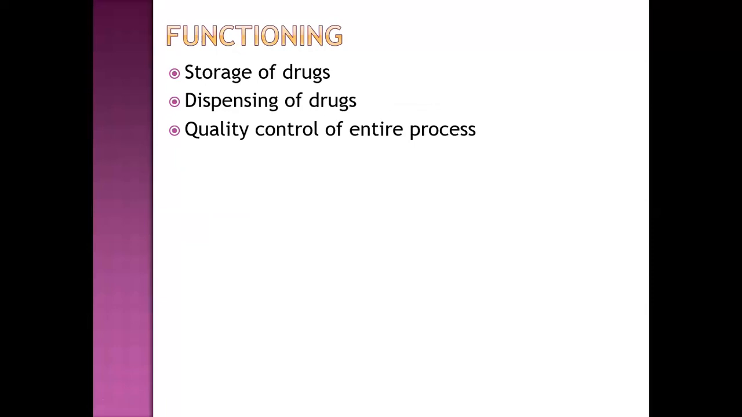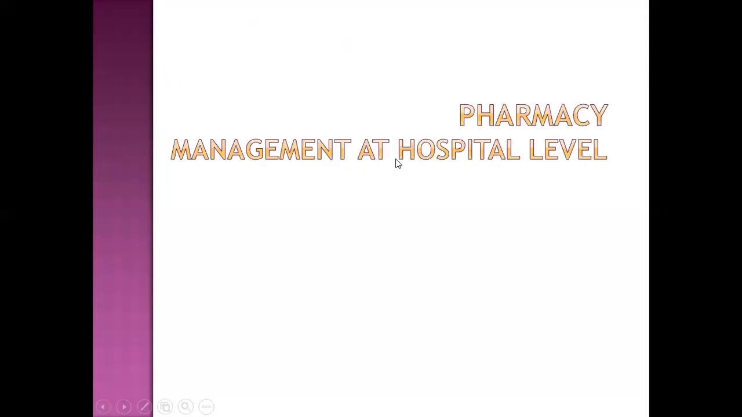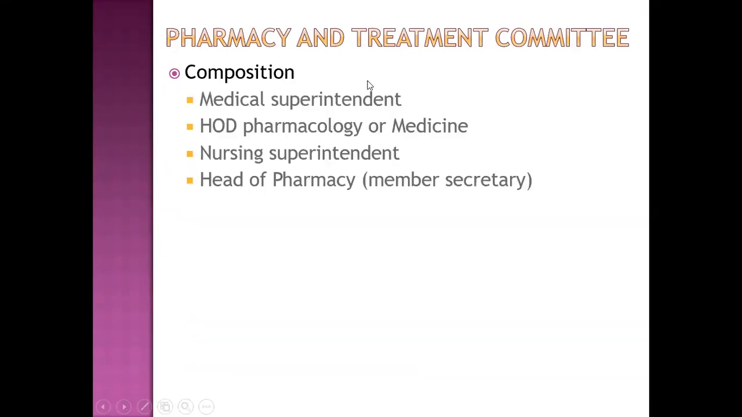Functions of hospital pharmacy include storage of drug, dispensing of drugs, quality control of entire process. Then how to avoid pilferage of drugs. So these are various guidelines. One is strict accounting of category A drugs, internal audit at regular intervals, surprise check of stores, periodic transfer of pharmacists. Then pharmacy management at hospital level. So there are pharmacy and treatment committee and hospital formulary.